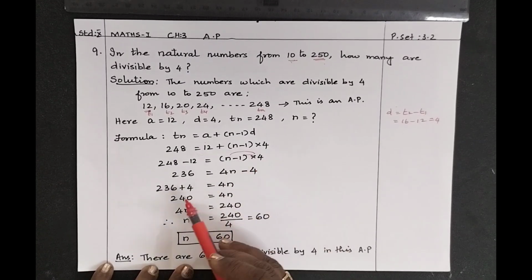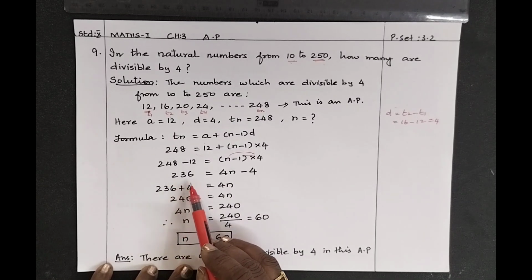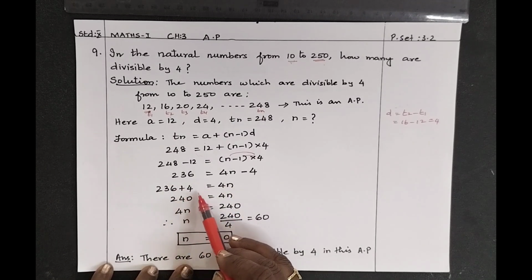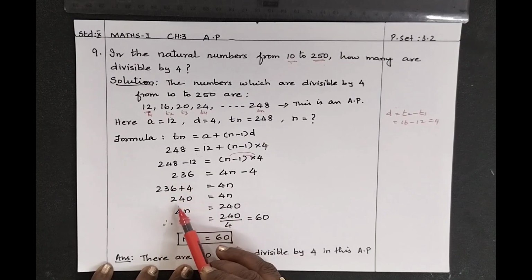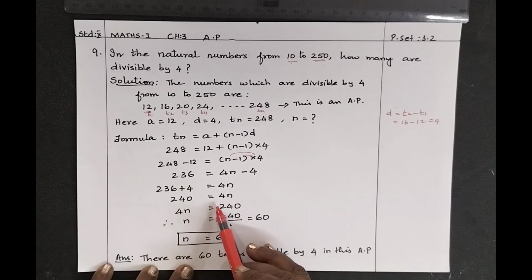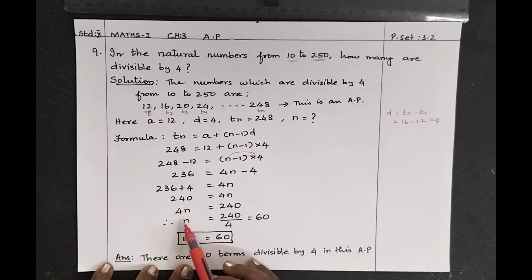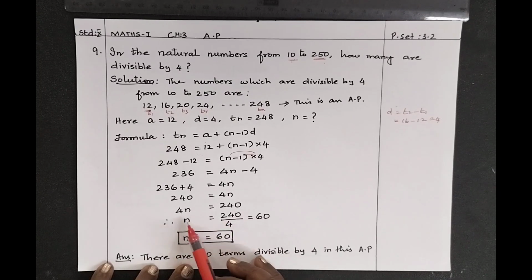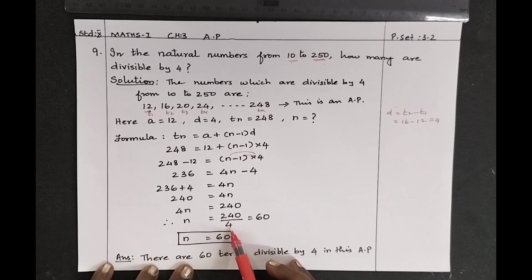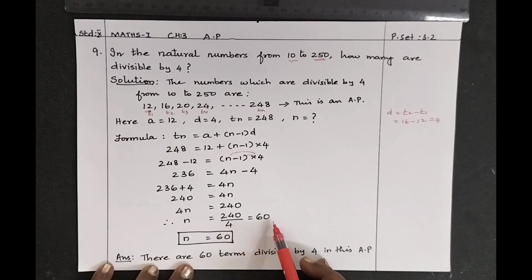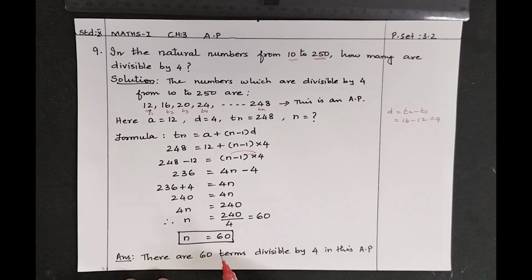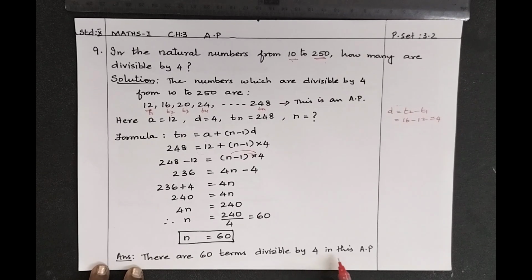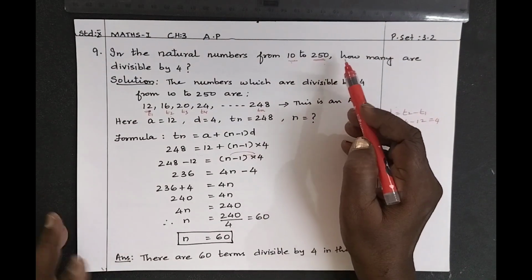Again bring the number to the left hand side. So 236 minus 4 will become plus 4, which is equal to 4n. So this will become 240, which is equal to 4n. Therefore 4n equal to 240. Keep the unknown term at the left hand side. So therefore n is equal to 240. It is multiplication form, so this will become division, divided by 4, which is equal to 60. Therefore n is equal to 60. So there are 60 terms which are divisible by 4 from 10 to 250.